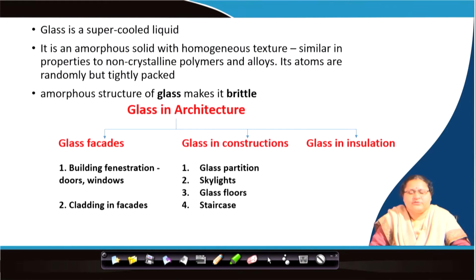Coming to the introduction, if we ask what is glass, it is a super cooled liquid. It is amorphous in form. It does not form crystals, but even then it has random and tightly packed atoms, and that structure makes it brittle. It can break because the bonding of a crystalline structure does not take place, and it is homogeneous in texture. As I told you, it is transparent.